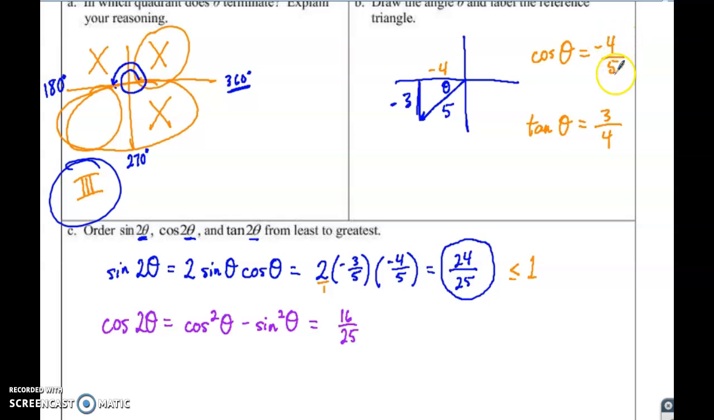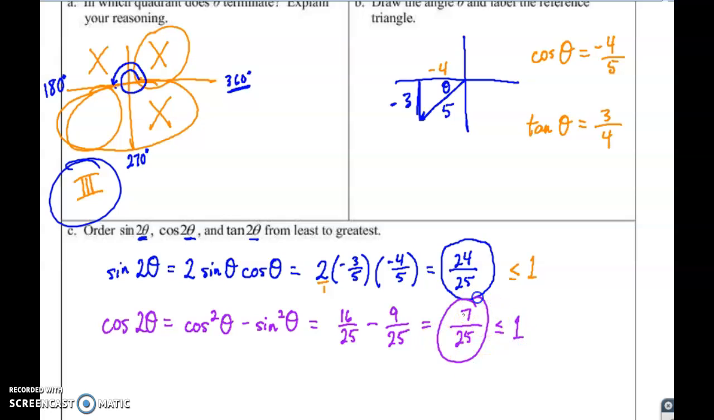4 squared is 16, 5 squared is 25. Minus sine was that 3/5, but 3 squared would be 9. 5 squared is 25. The denominators are the same, so we can subtract. 16 minus 9 is 7, I believe. Still less than or equal to 1.